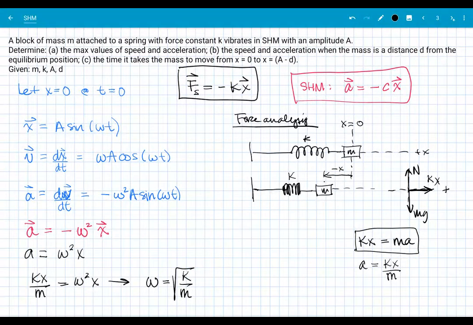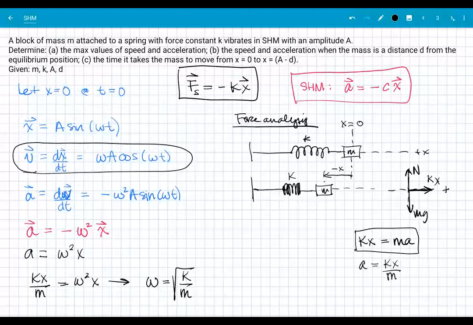Okay, so I'm interested in the maximum values of speed and acceleration for the system, right? If I go back up to my velocity equation and look at that, how does that max? Well, cosine omega t has a maximum value of 1, right?